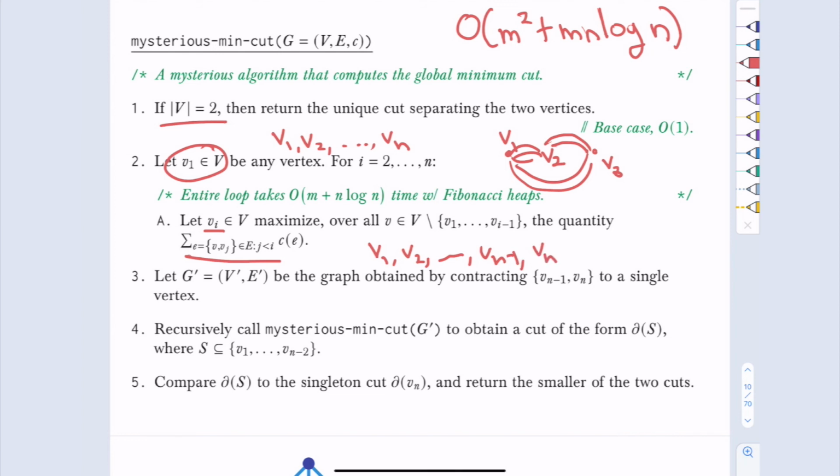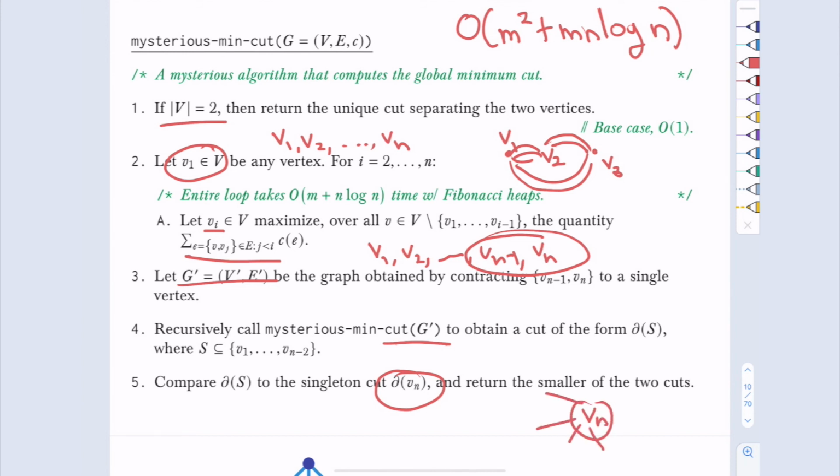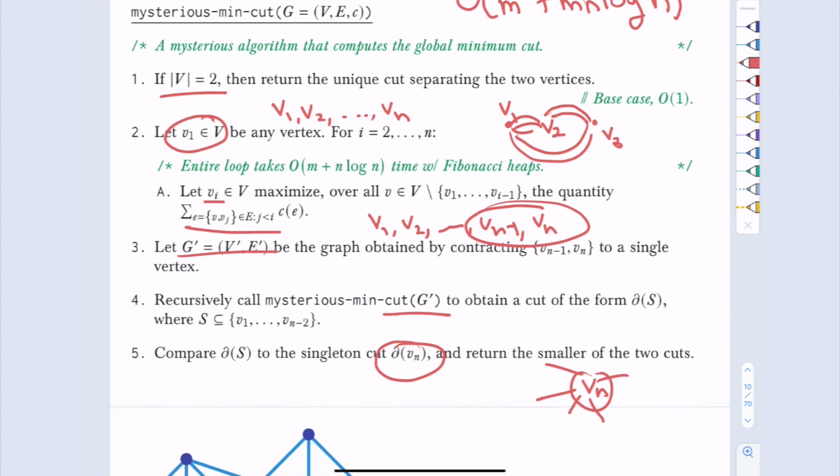Okay? Now the last two vertices, right? Vn minus 1 and Vn. What we're going to do is we're going to contract those to a single vertex. Okay? Obtaining some other graph G prime. I'm going to recurse on G prime, which will give me some cut. Or I'm going to compare that to the cut that's only Vn on one side. Okay, sort of a bizarre algorithm.